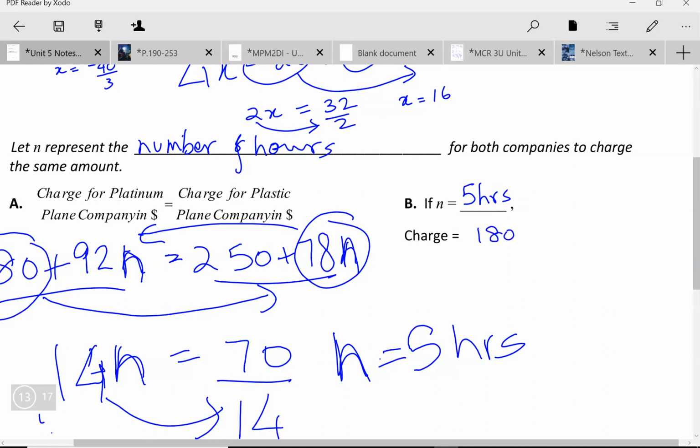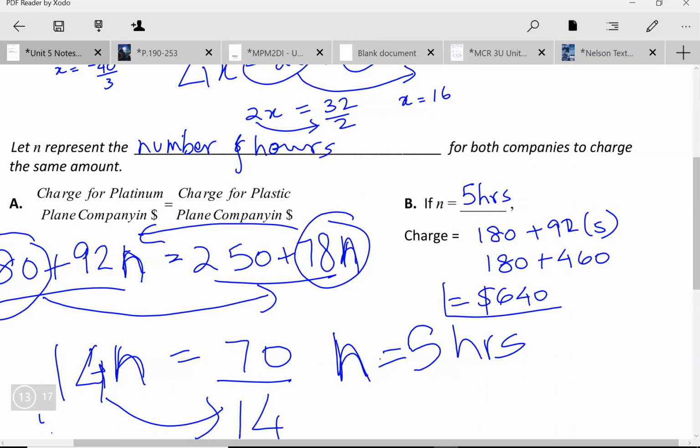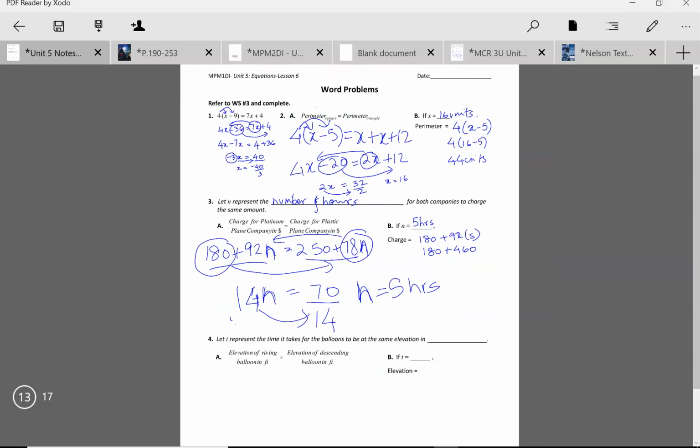I'm just going to use the first, the left-hand side, 180 plus 92 times 5, 180 plus 460, and that would give me 560 plus 80 is $640 is the total charge she has to pay.